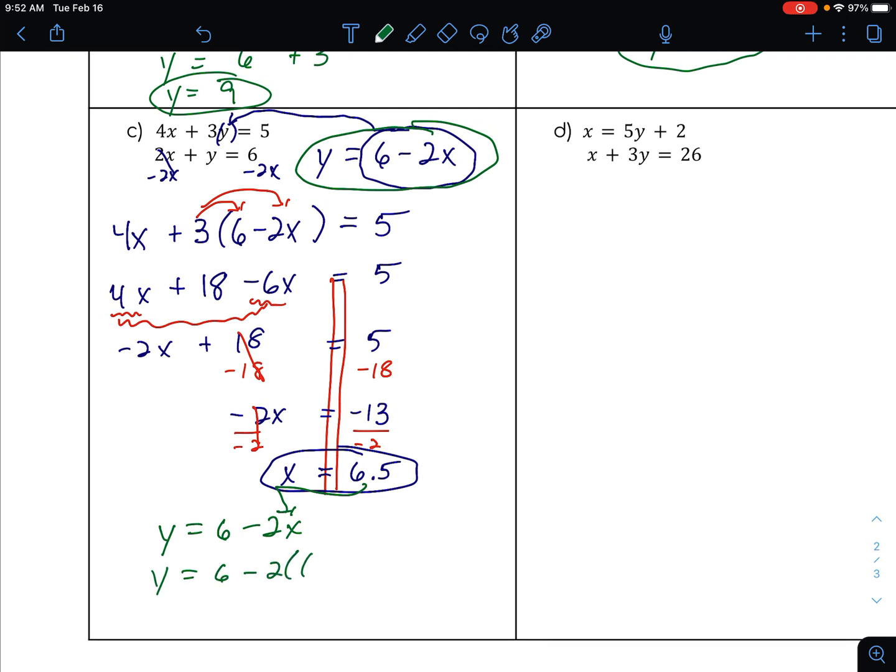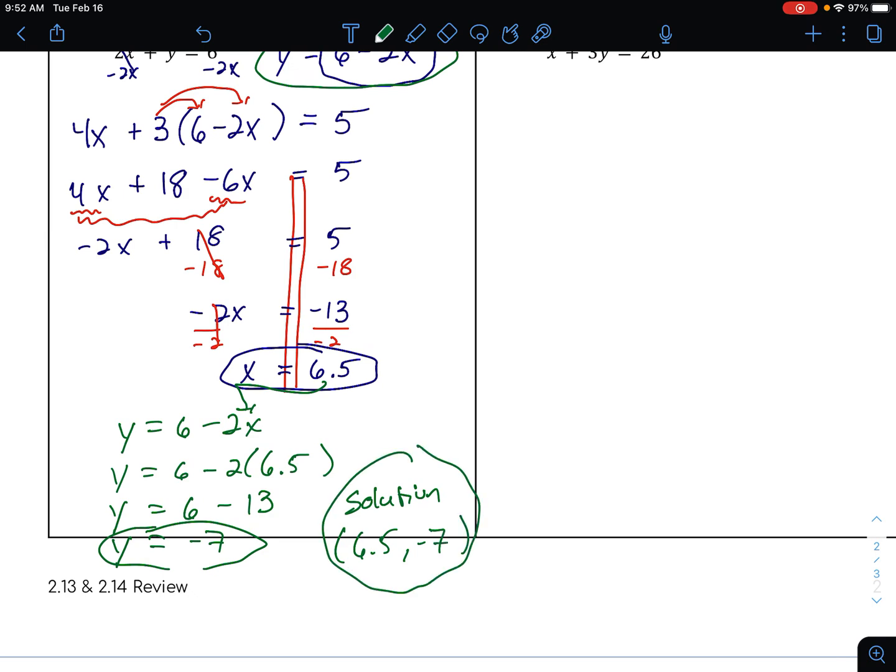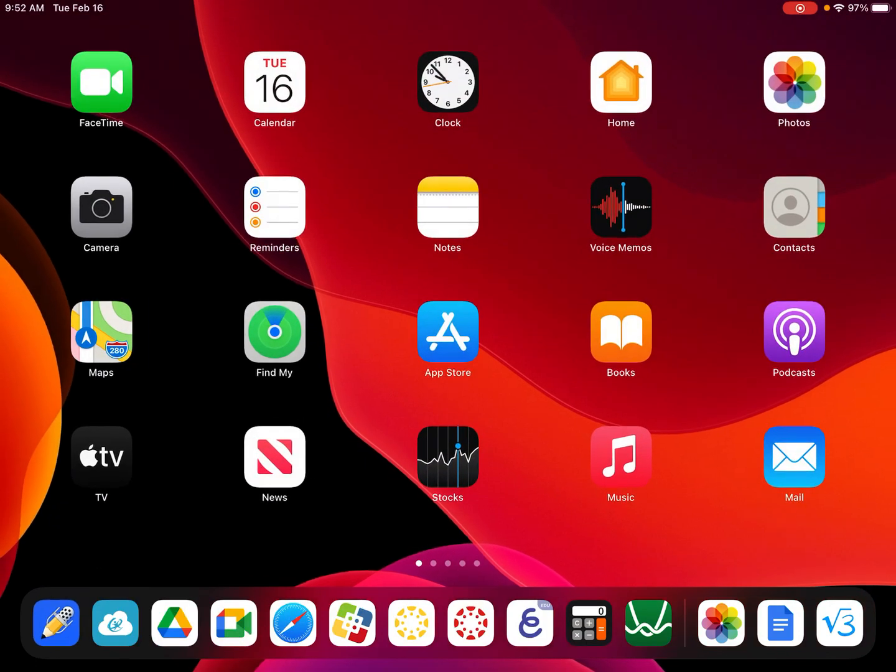So y equals 6 minus 2 times 6.5. 2 times 6.5, so that'd be 13. 6 minus 13. And that turns out to be negative 7. Hopefully I've done all that math correct. Let's go ahead and write down our solution, 6.5 and negative 7. And let's just double check that we did that correctly.